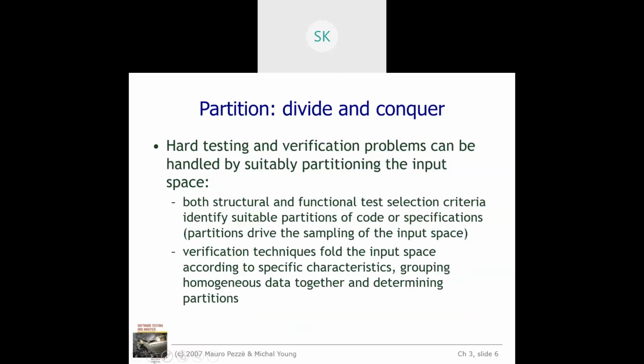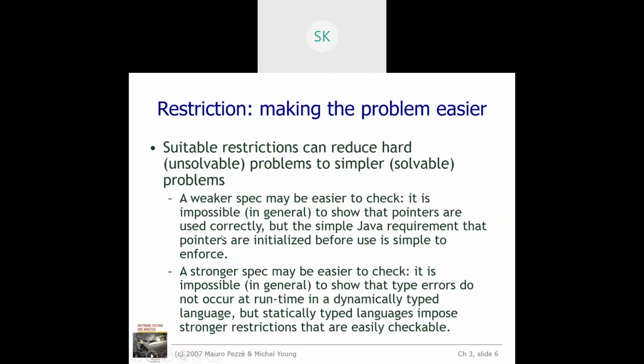Before going to the partition, I'll just go through our specific type of analysis and testing principle, that is restriction, the last one. Making the problem easier, in the sense, making an unsolvable problem a solvable one. How to make that? In two ways you can do it. They have given two different terminologies over here. One is called weaker specification, another one is called stronger specification.